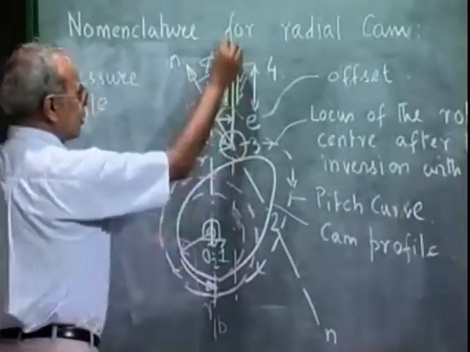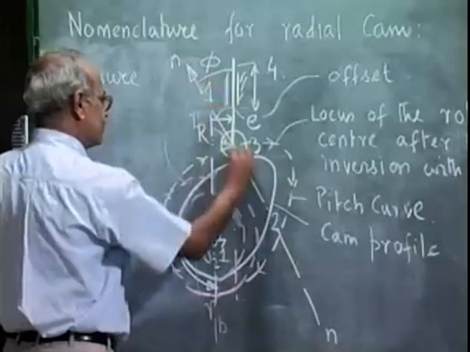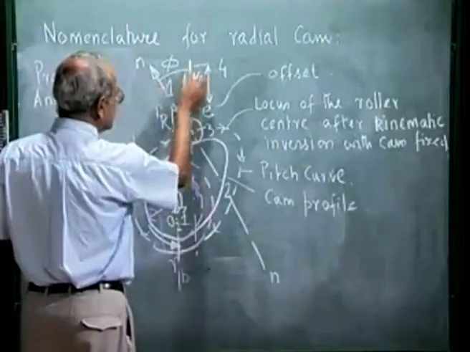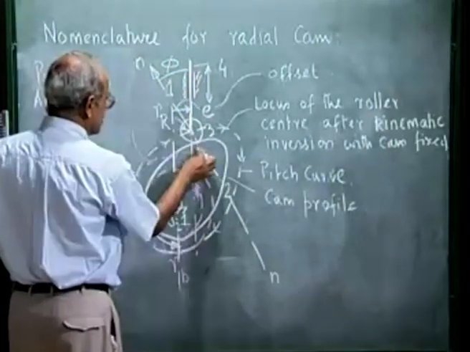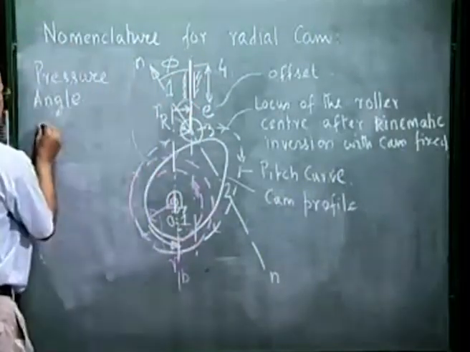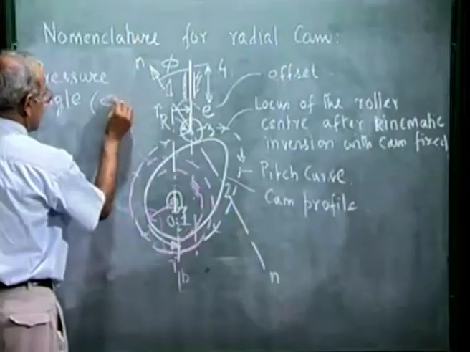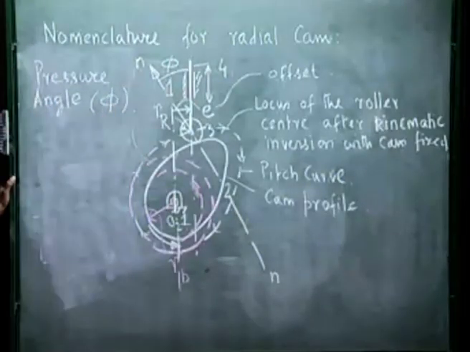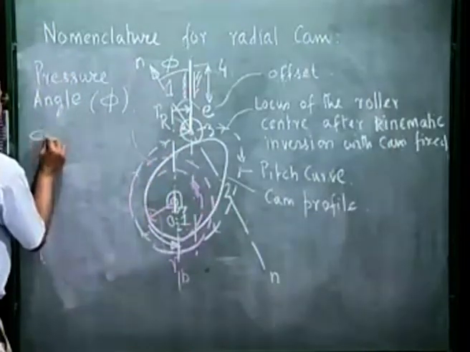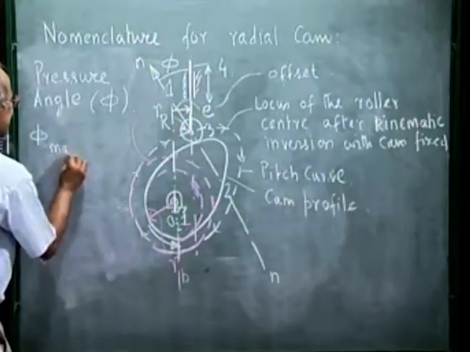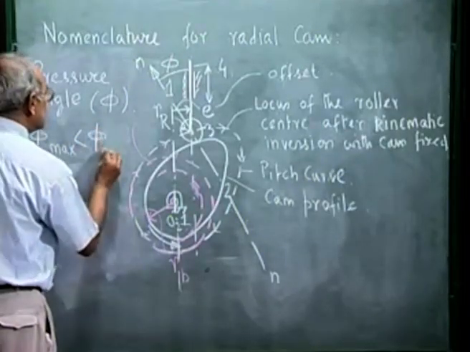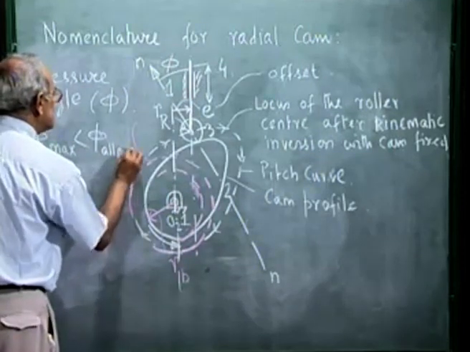The direction of the follower movement is this, direction of the force in the absence of friction is along the common normal. So, the angle between these two directions, between the normal contact force and the direction of the follower movement, that we call pressure angle. This angle phi is called pressure angle. And obviously, for smooth movement of the follower, this phi max should be less than some maximum value phi allowable.